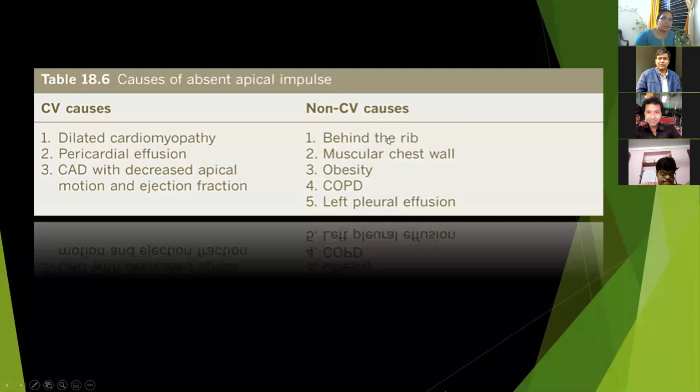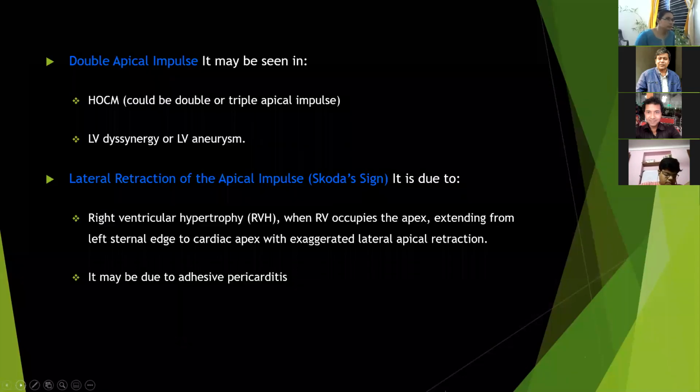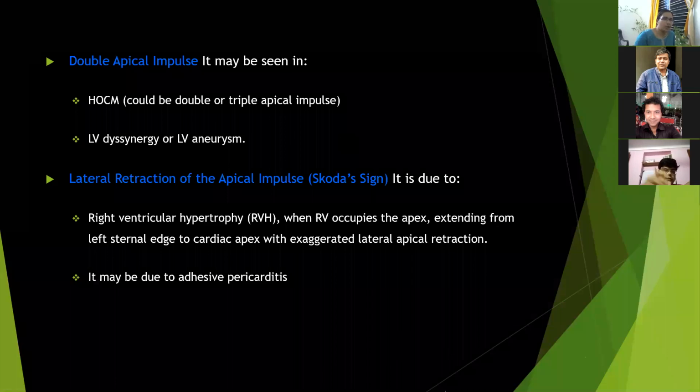Non-cardiac causes will be the apex lies behind the rib, muscular chest wall, obesity, COPD, that is the hyperinflated lung is covering the heart, or left-sided pleural effusion. Double apical impulse, that is within systole, you can feel the apex touch your fingers twice. It occurs in hypertrophic obstructive cardiomyopathy or LV aneurysm.